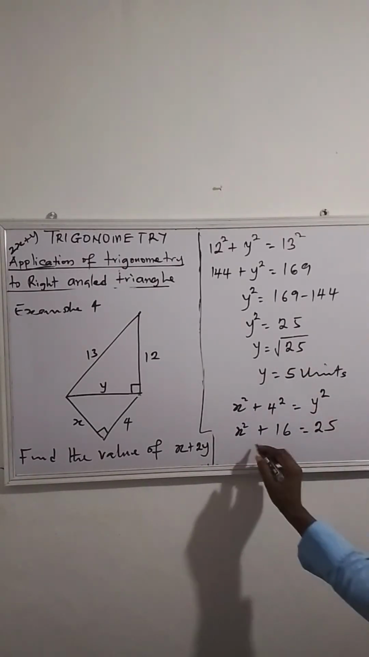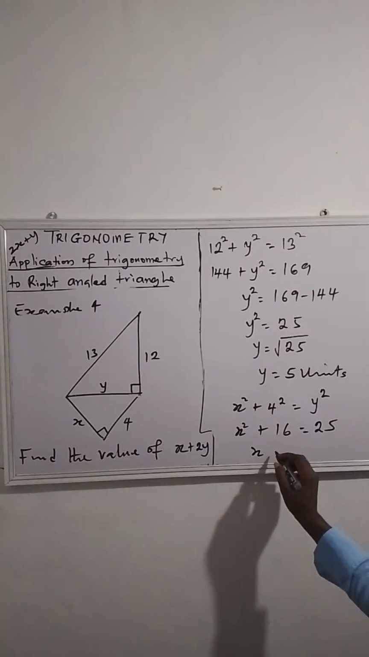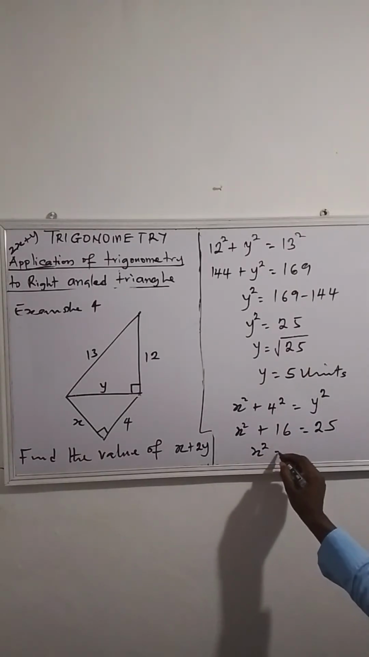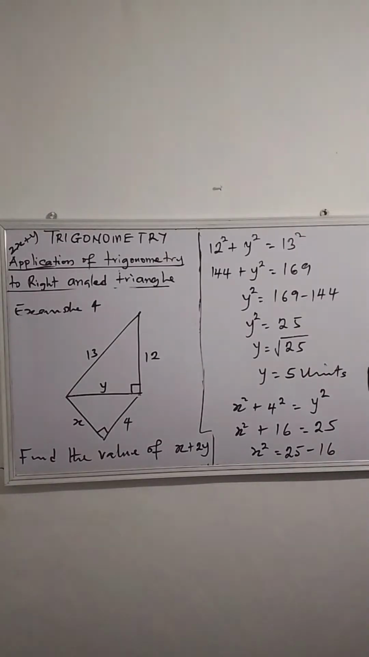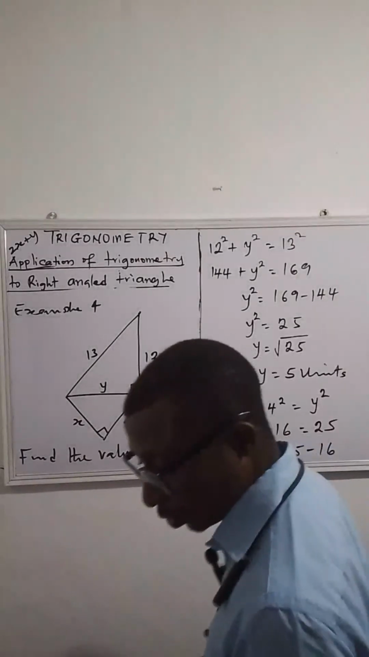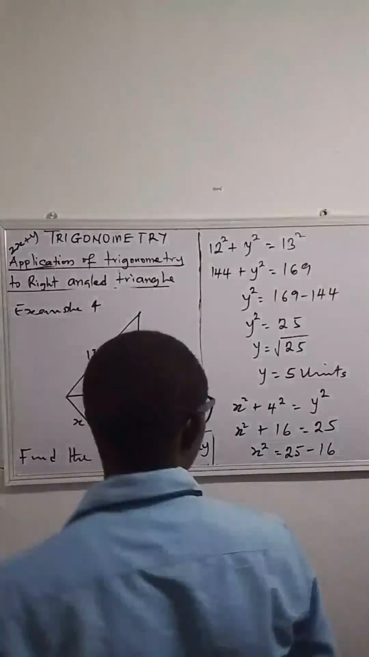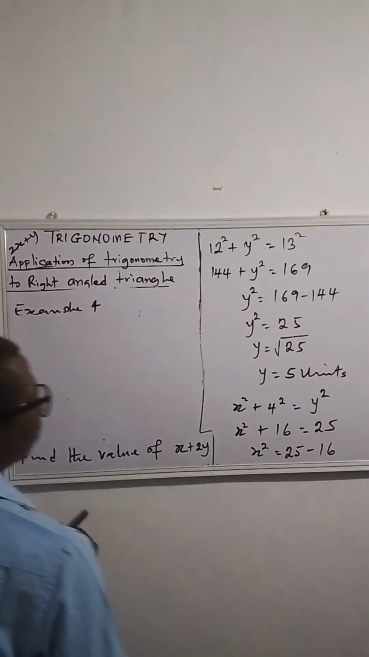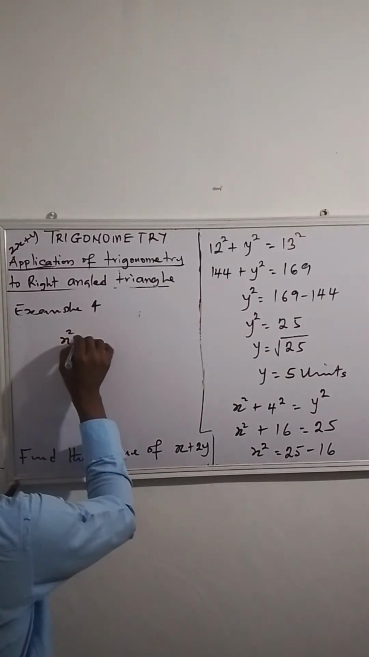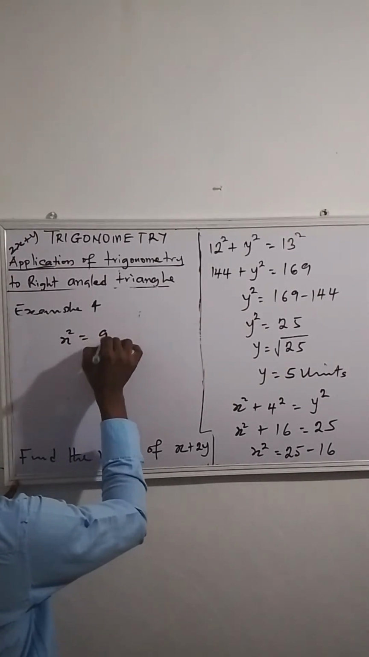So you transpose 16, so you have x squared equals 25 minus 16. So what do you have? We have x squared equals what? X squared equals 9.